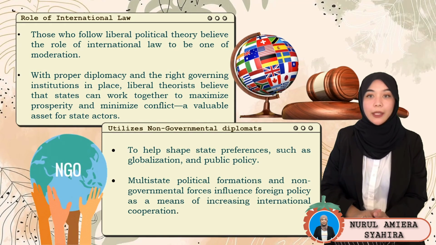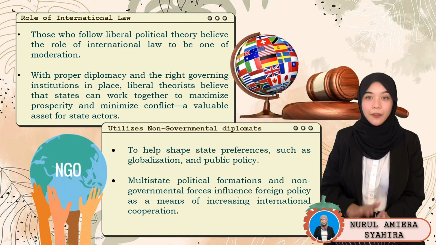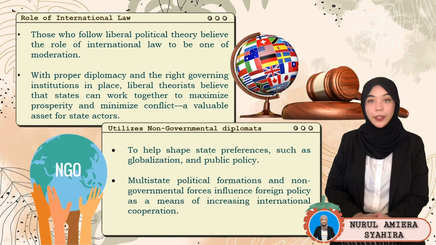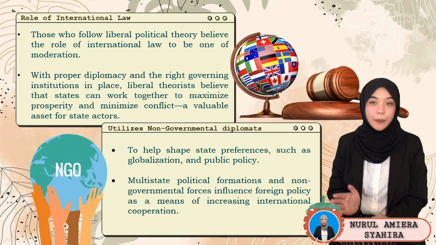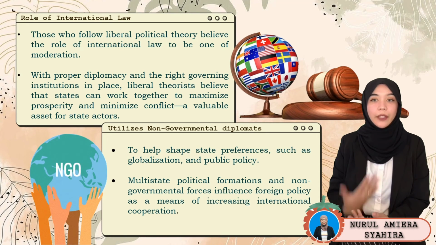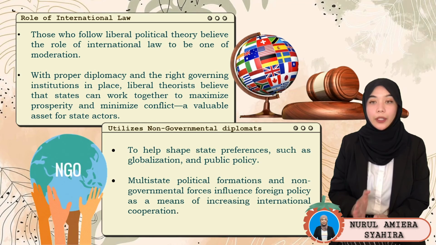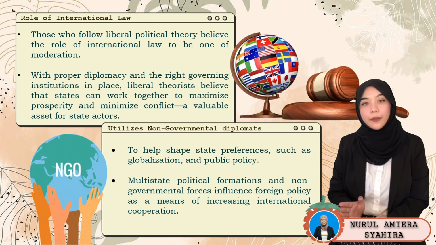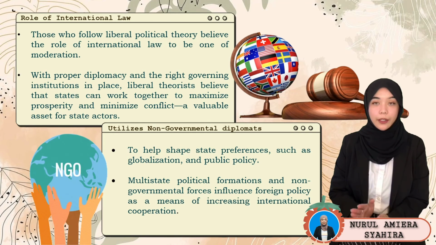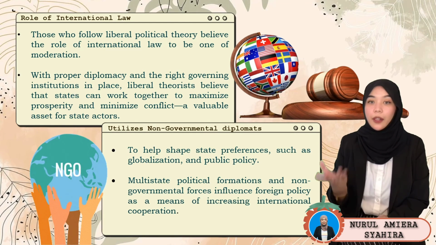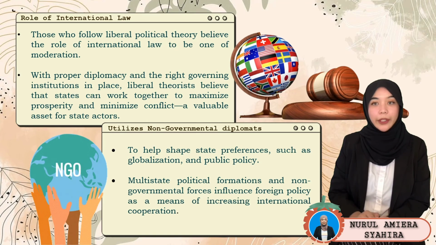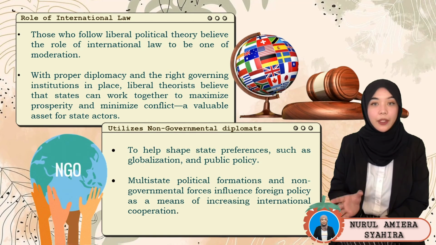With proper diplomacy and the right governing institutions in place, liberal theories believe that states can work together to maximize prosperity and minimize conflict, a valuable asset for state actors. For example, member states of the United Nations often work together to ensure all members adhere to international laws, in the event that any member state chooses not to follow agreed-upon laws. For example, if one state violates the territorial coastal water rights of another state, it is up to other member states to act as moderators, establishing or enforcing legal agreements to ensure a proper resolution to the issue.